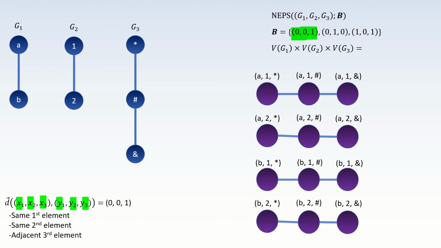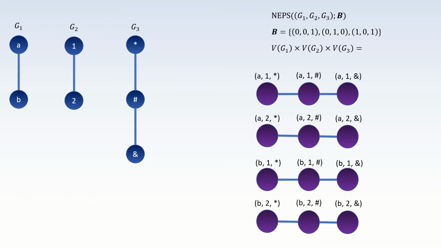Here they are. Specifically, if you look at vertices A1 asterisk and A1 hash, they meet this requirement as their first and second elements are the same vertices in the first and second graphs, meaning that the distance between their first elements is 0 and the distance between their second elements is 0. And their third elements, asterisk and hash, are adjacent vertices in the third input graph and have a distance of 1. So A1 asterisk and A1 hash indeed have distance vector 001.